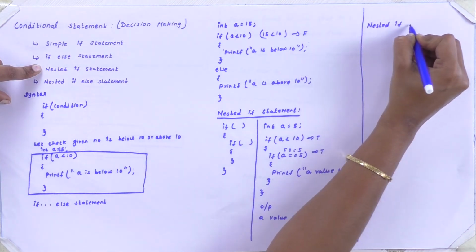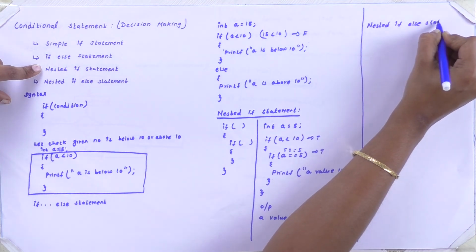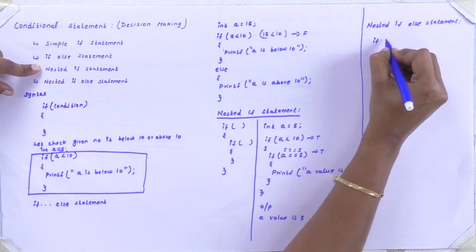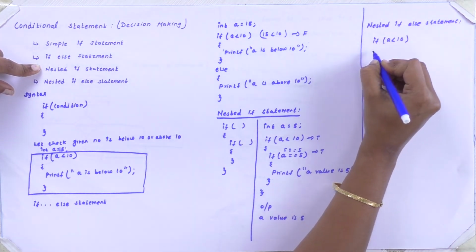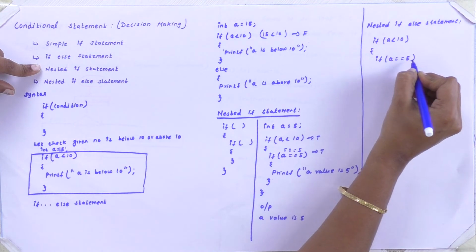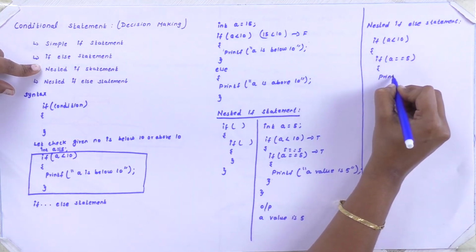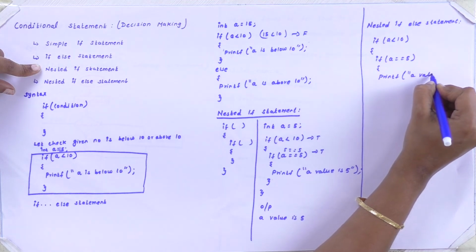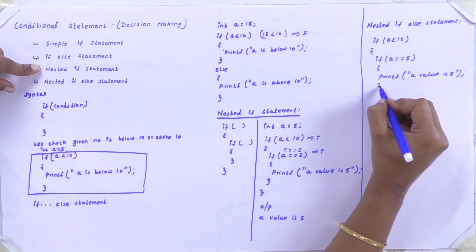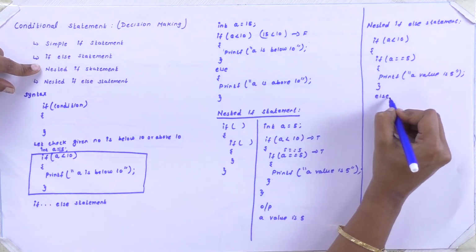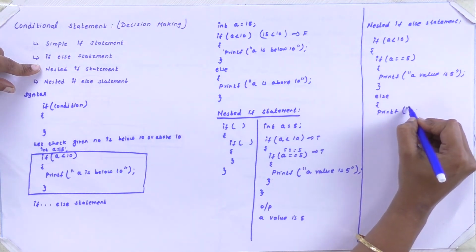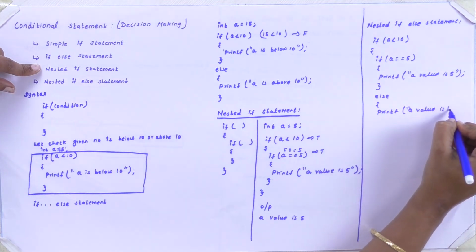Nested if else statement. The same example I am going to repeat here. If a less than 10, if a equal to 5, it will print a statement. Else, a value is less than 5.